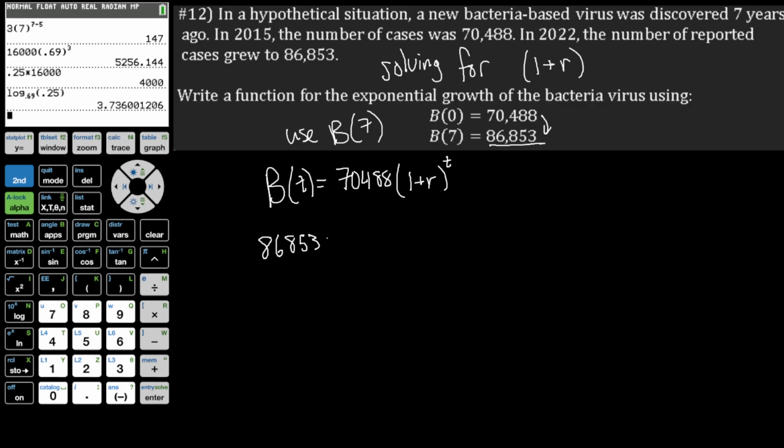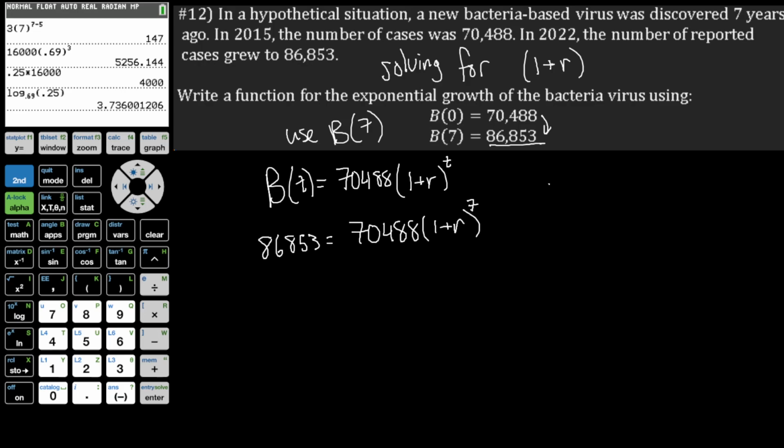I have 86,853 is equal to my starting amount times 1 plus r. Again, we don't know what the rate is, but we know that it's set up like this, and t for the situation is going to be 7. Again, I know in the original problem it should say 10, but we'll just stick with 7 to change it up a little bit. So now, what are we going to do?